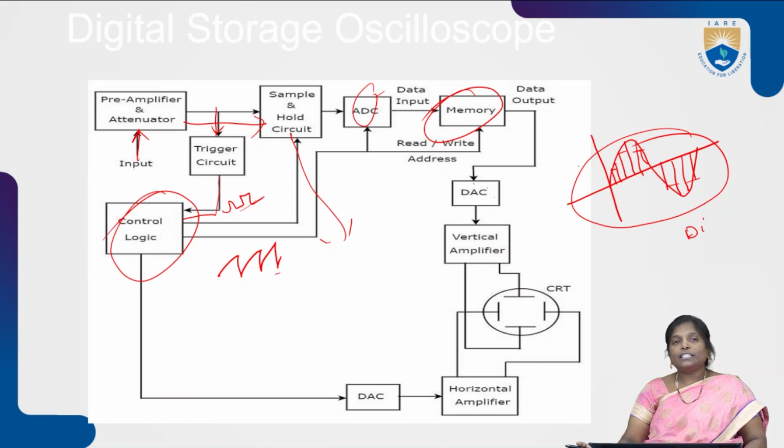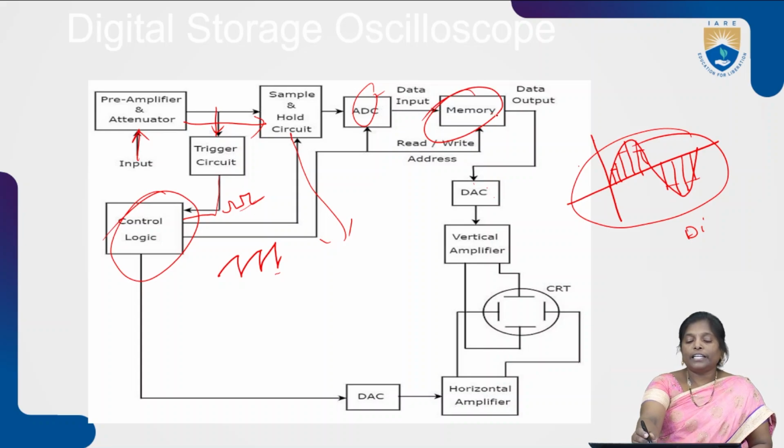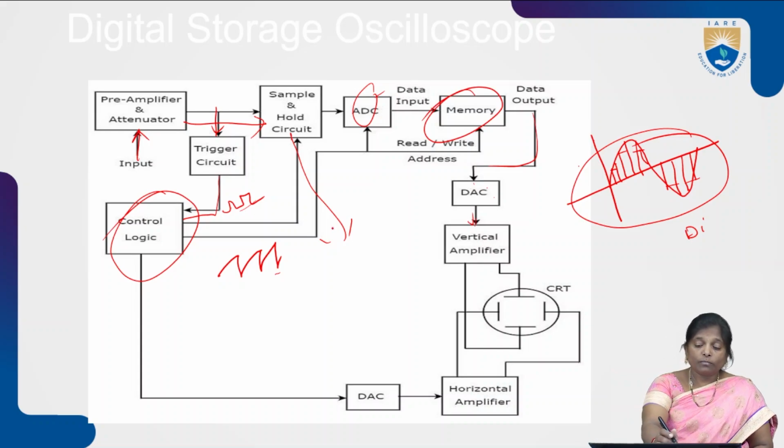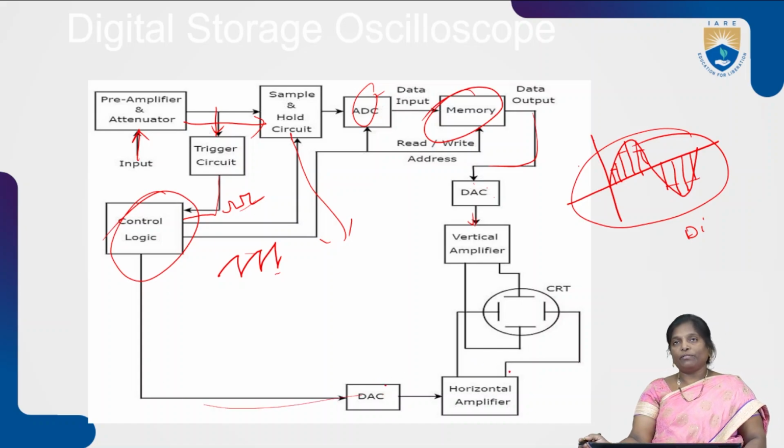After that, the digital data is stored in the memory unit, and whenever we want to retrieve the data, again the data present in the memory unit is converted into analog format. That analog data is given to the vertical amplifier section. Meanwhile, across the horizontal amplifier section also, the digital data is converted into analog format and that is given to the horizontal amplifier.